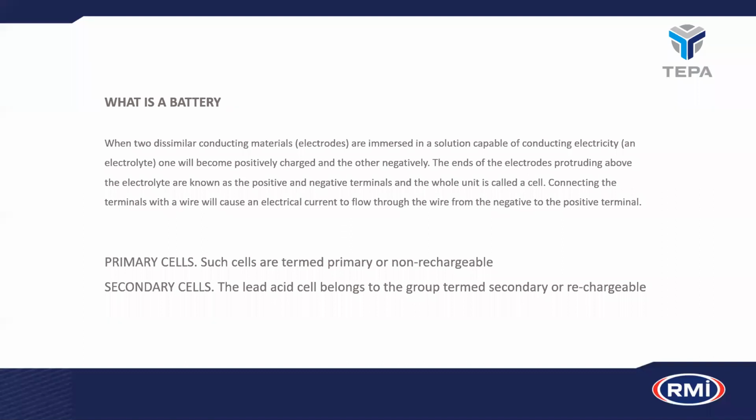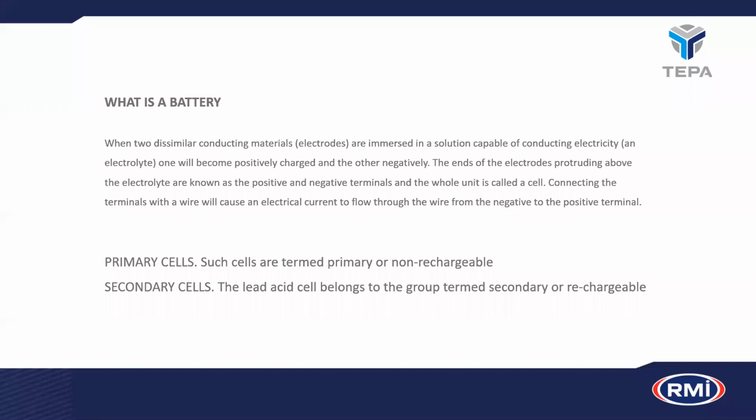A battery is when you have two dissimilar conducting materials, electrodes, and they are dipped into an electrolyte, which would be your acid, and there's a reaction between the materials, the electrodes, and the electrolyte, which causes a conducting of chemical mixtures, and those chemical mixtures create the electrical current running between positive and negative terminals, and the whole unit is called a cell. Now, when you connect the cells, you cause an electric current to flow through the wire from negative to positive. So there's a couple of different ways that this is done.